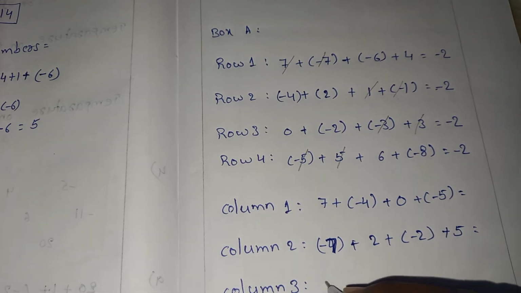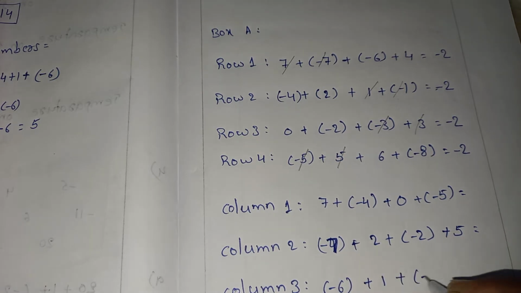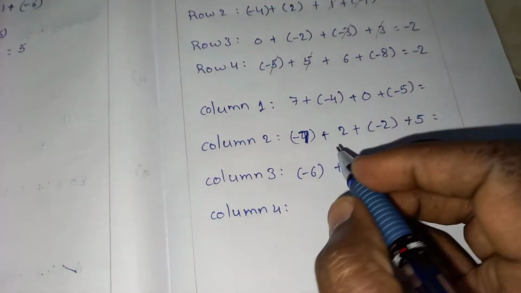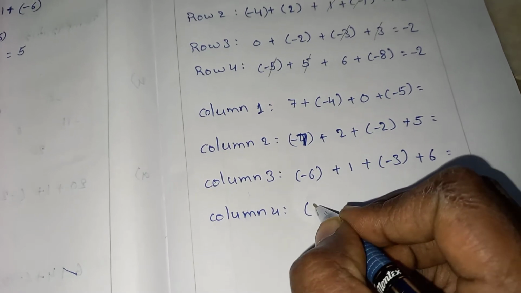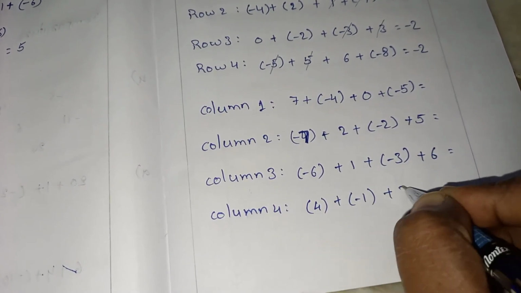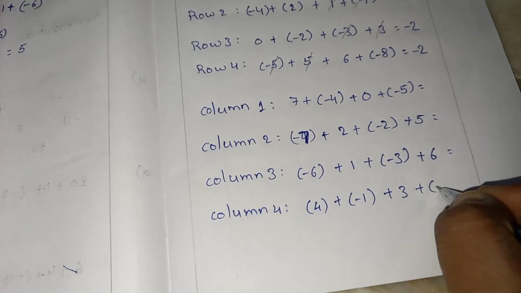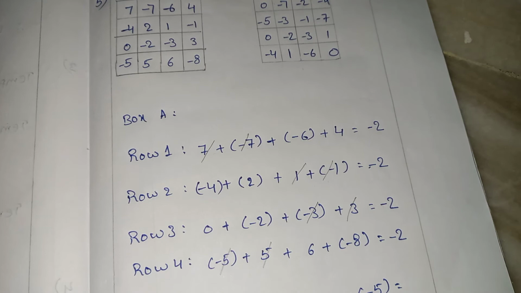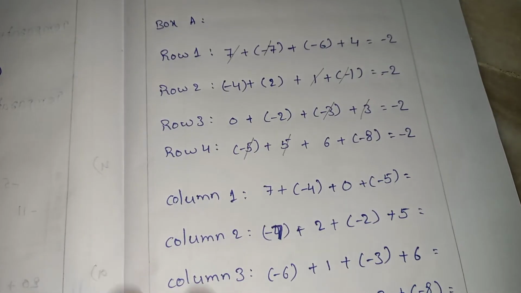Third column: -6 plus 1 plus -3 plus 6. Fourth column: 4 plus -1 plus 3 plus -8.